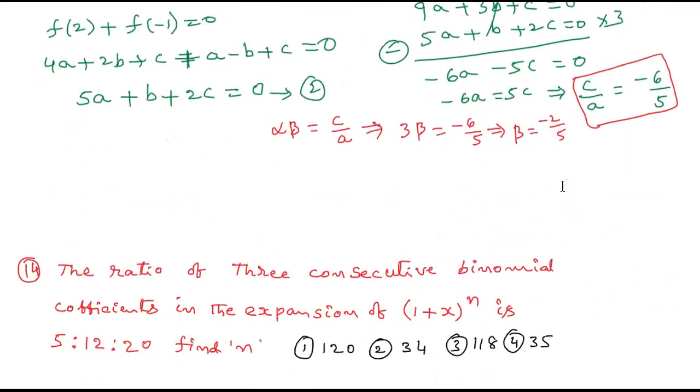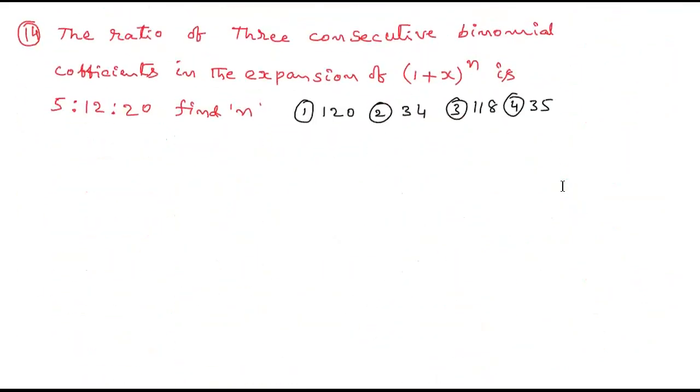Next, I am going to the next question. See here, this is a binomial theorem related question. The ratio of 3 consecutive binomial coefficients in the expansion of (1 plus x) whole power n is 5 is to 12 is to 20. Find n. So this is also an easy question. Take 3 consecutive binomial coefficients like this.